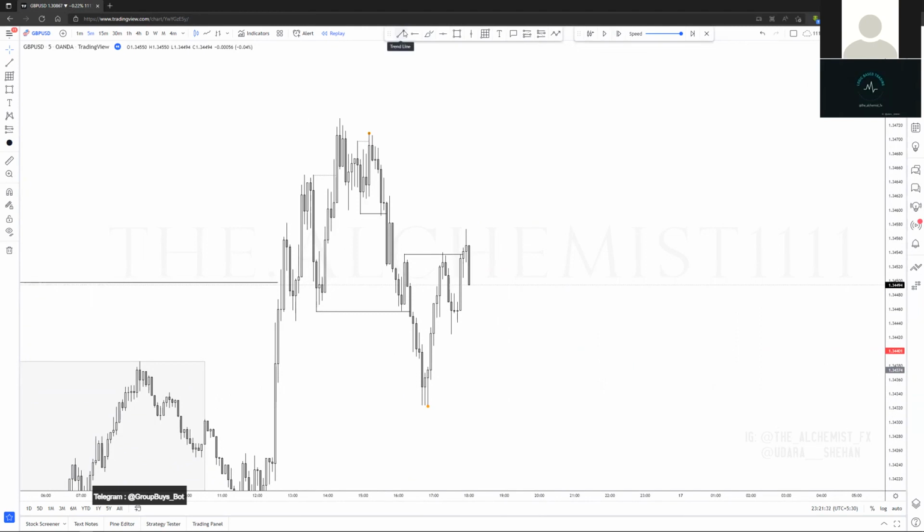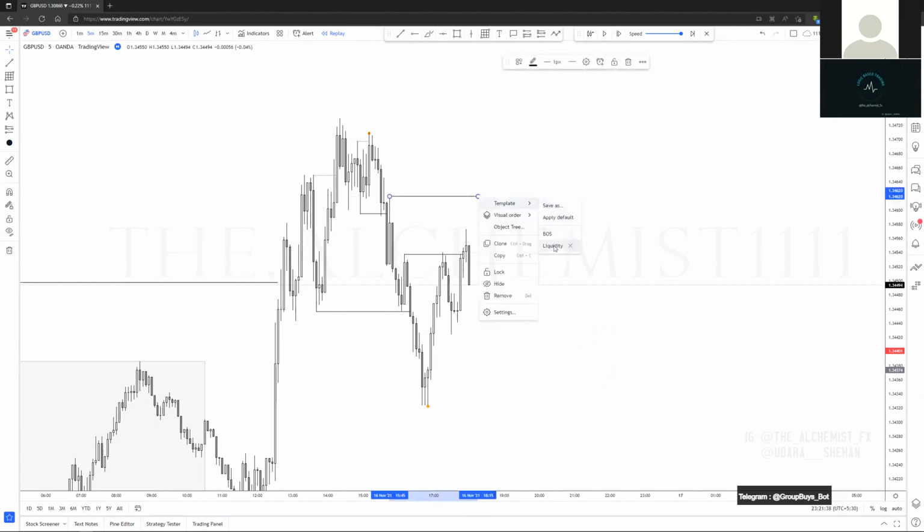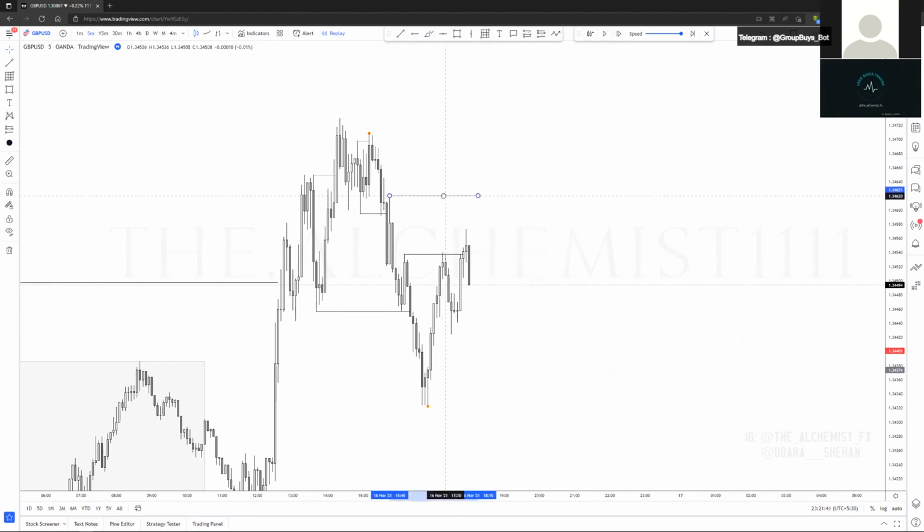So what's the internal range liquidity? Swing highs that are inside of the trading range, right? So see, swing high. There's only one swing high. See that? These aren't swing highs. This is a strong high.